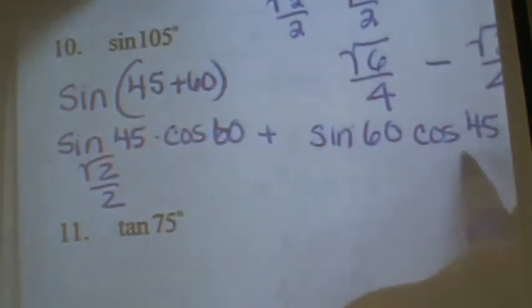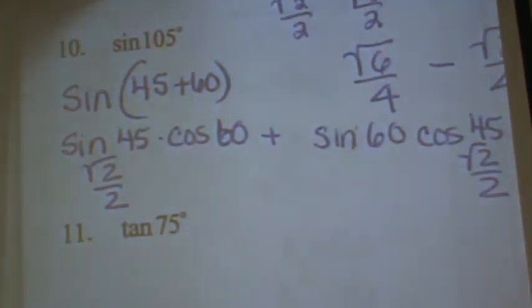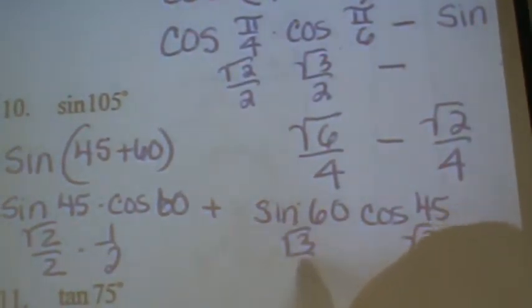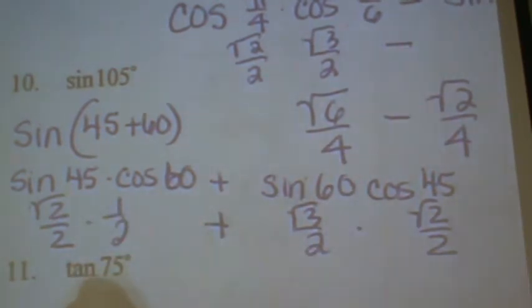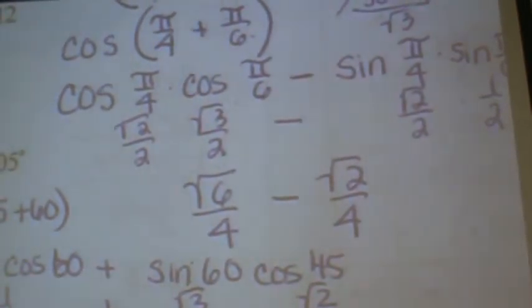Well, sine and cosine of 45 is root 2 over 2. And this is a 60-degree angle. So here's our 60. Cosine of 60 would be 1/2. And this is root 3 over 2. So what's this answer? Root 2 plus root 6 over 4.